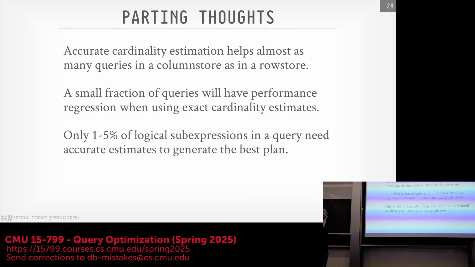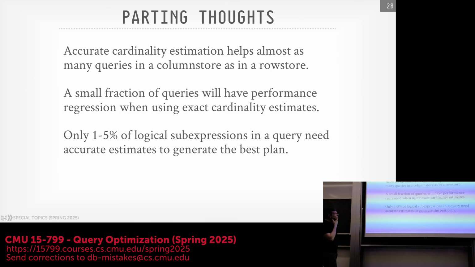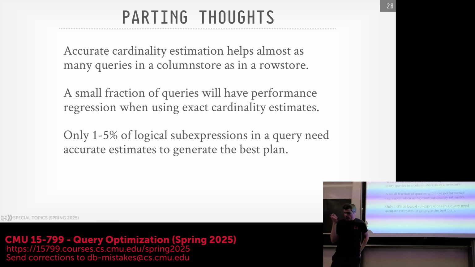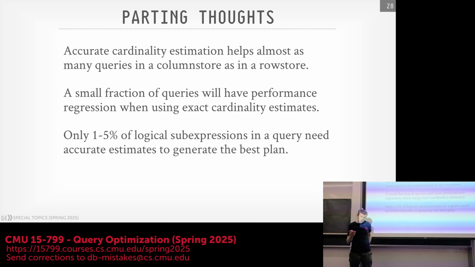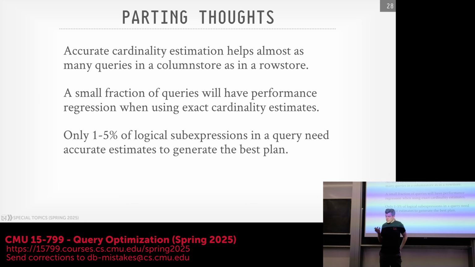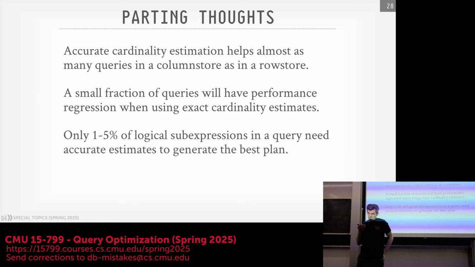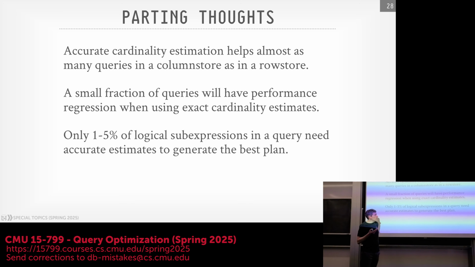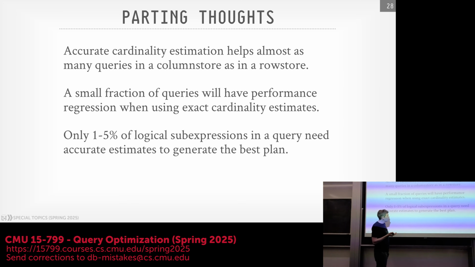All right, to finish up, the main takeaway of this paper is that having true cardinality estimates is going to have a similar benefit to column stores as it does for row stores, for all the reasons that we talked about throughout today's lecture. There will be a small percentage of queries that are going to have regressions.